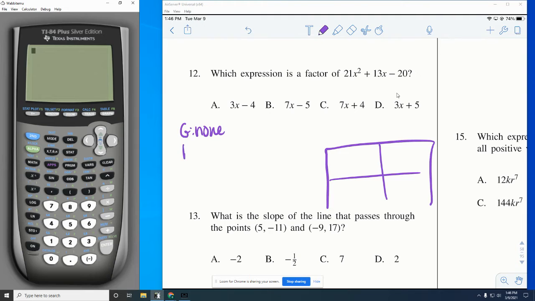So my GCF is none. My sum is in the center, so 13x. My product is the two outsides. 21 times -20 is -420. So I put my product, -420 divided by x, put product into y equals. I go to the table and search for the sum. I am looking for two numbers that will add to a positive 13.